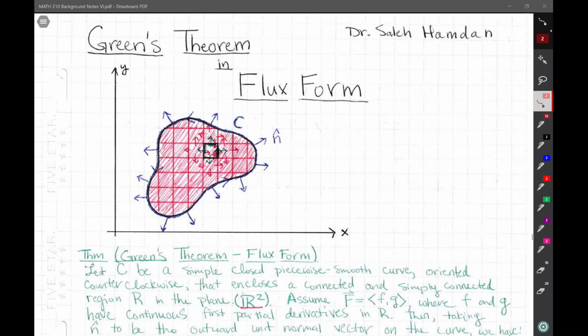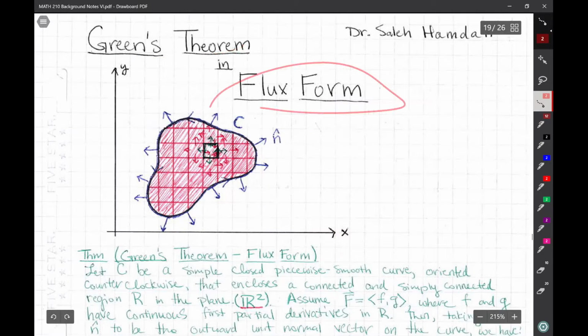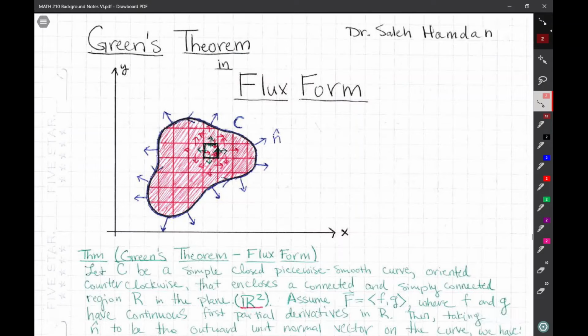Let's now take a look at Green's theorem in flux form rather than circulation form. In the circulation form, we added up the twistiness at each point, and we saw we could trade that for looking at the circulation around the curve C, which bounds R. Now we're going to add the divergences, the sort of expansionness at each point.